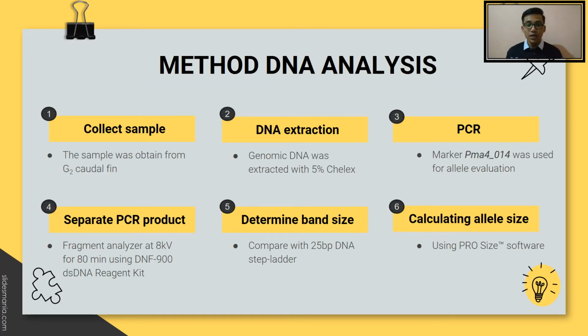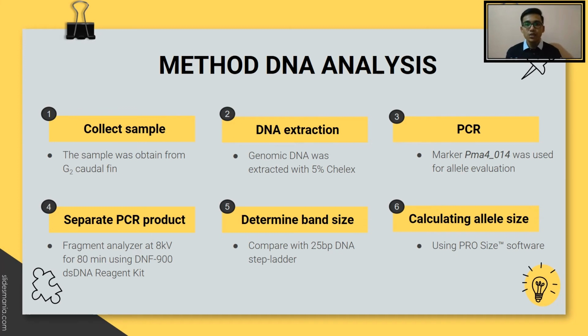Method of DNA analysis. First of all, we collect the sample, which was obtained from the G2 caudal fin. The second step is DNA extraction, where the genomic DNA was extracted with 5% Chelex. The third step is PCR. Marker PMA4_014 was used for allele evaluation, as the marker has shown the most significant link with the RSIVD resistant trait.